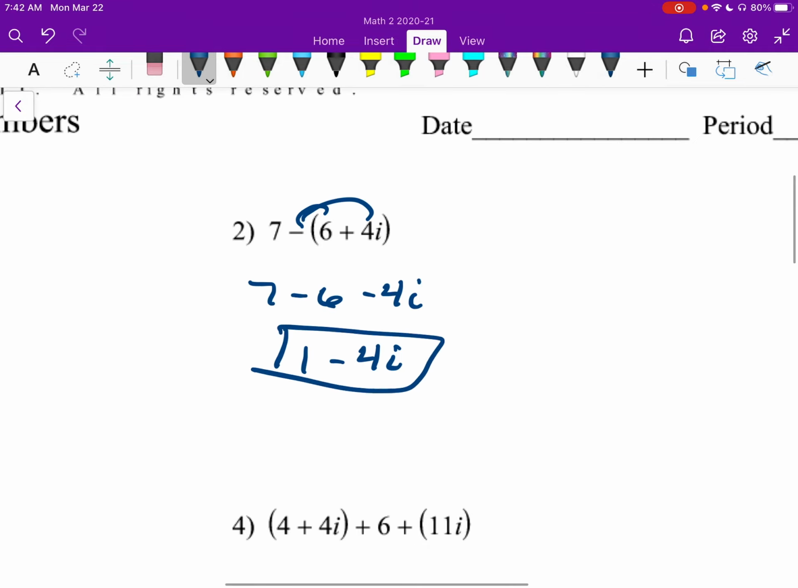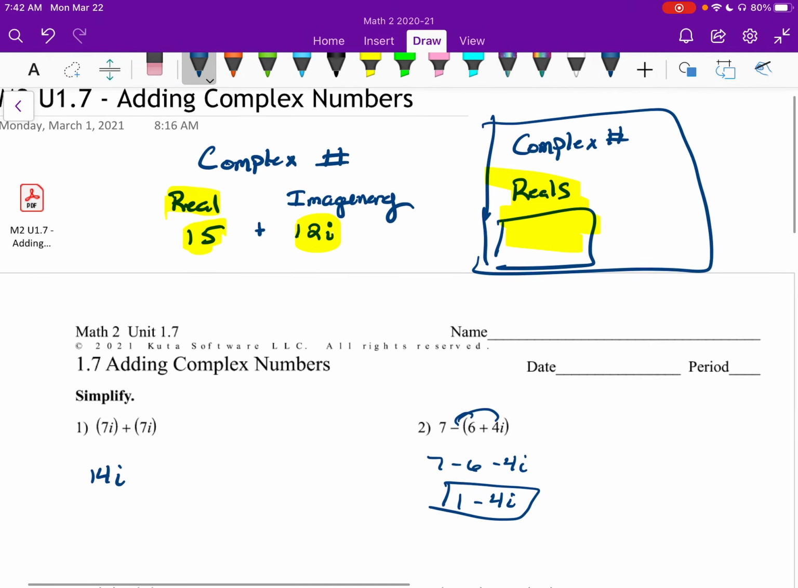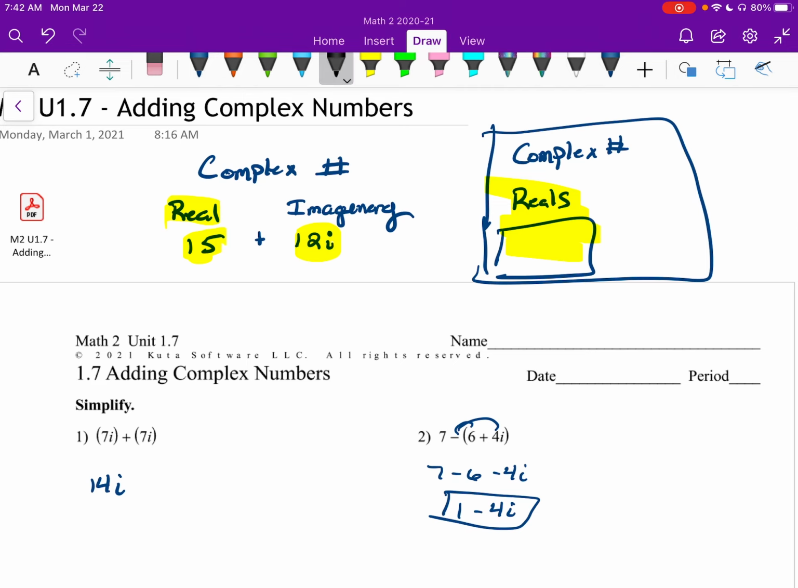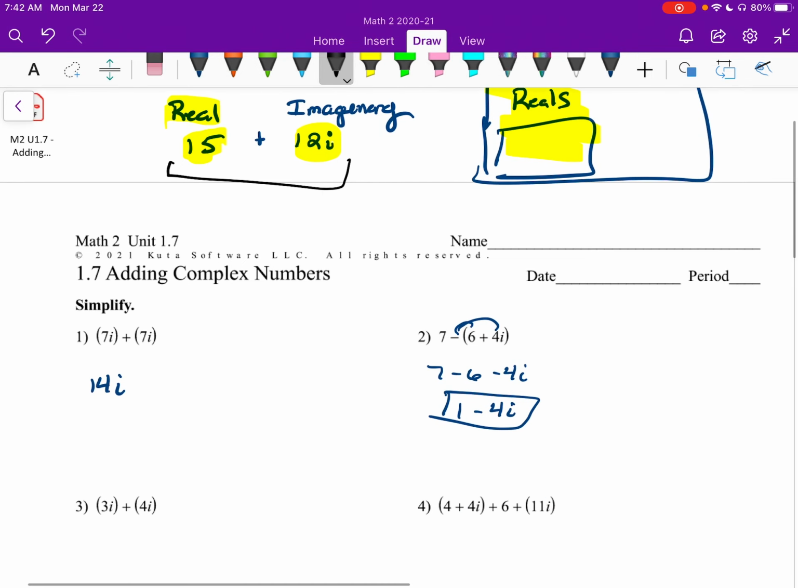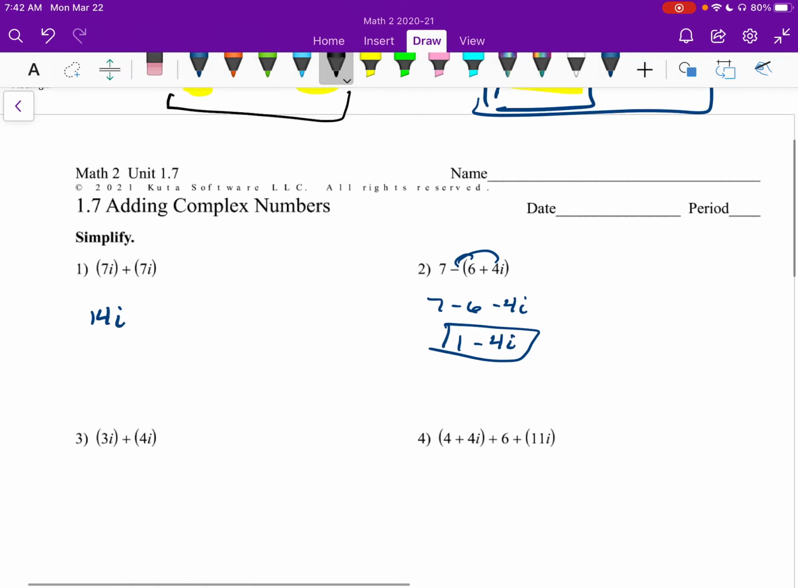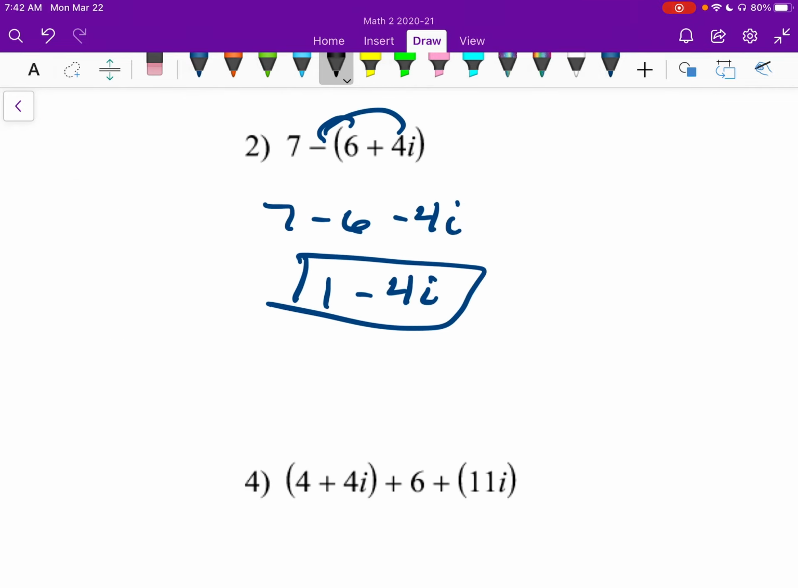Another thing that I don't know that I said earlier, if we look back up here, the complex number has the real part first and then the imaginary. It kind of breaks the rule of standard form that we normally have. Normally we'd put the higher power variable first. This time you put the real part first, right? So it's 1 minus 4i. If you wrote it negative 4i plus 1, that would not be the correct form.